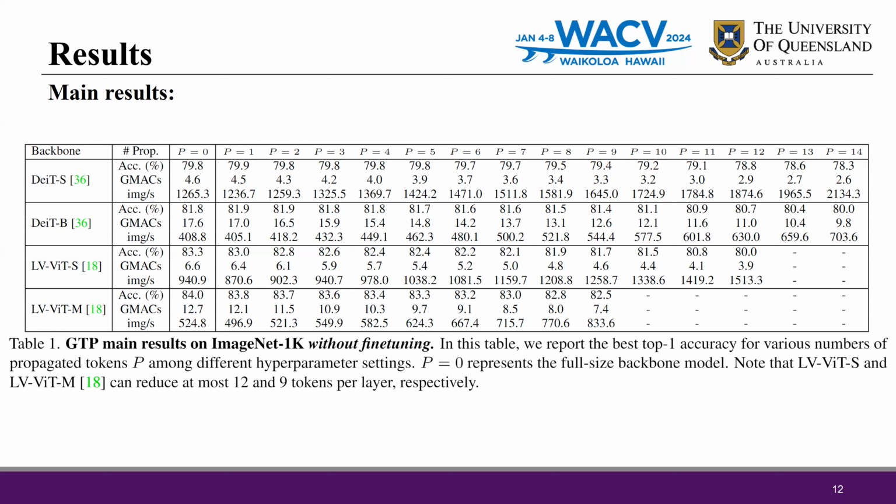When the number of propagated tokens per layer is 8, our GTP-ViT achieves 25% real speedup and 26% fewer computational complexity with an insignificant top 1 accuracy decrease of merely 0.3%. And we get very similar results on the other backbones. We would like to emphasize again that all these results are achieved without fine-tuning.